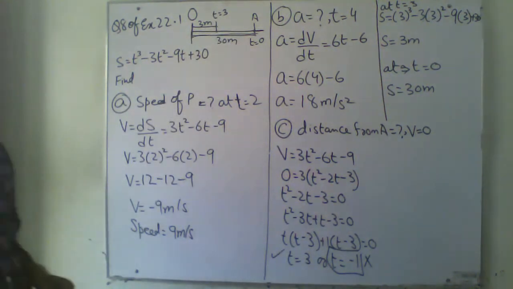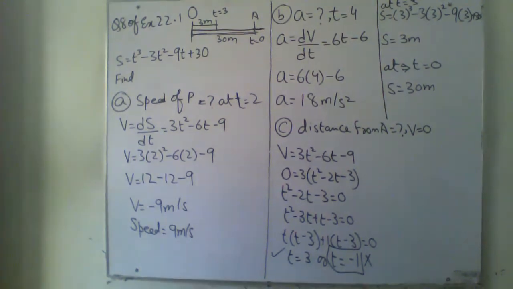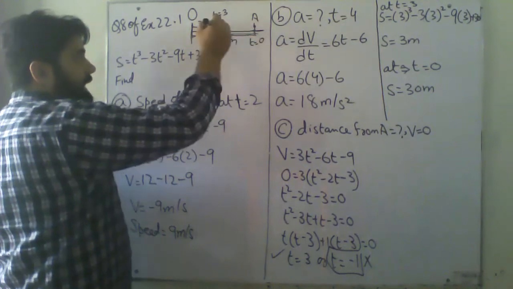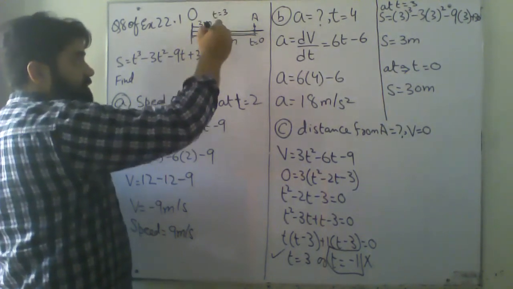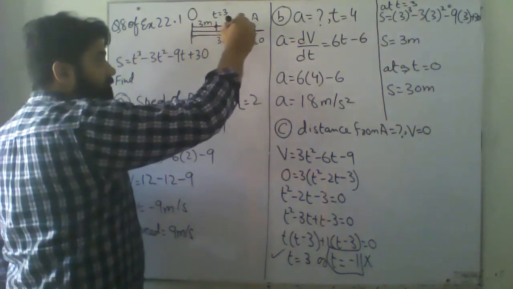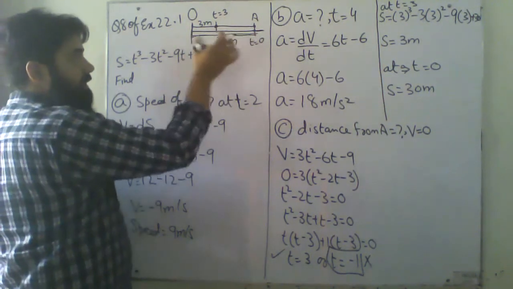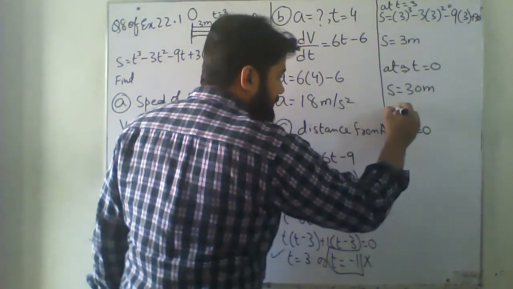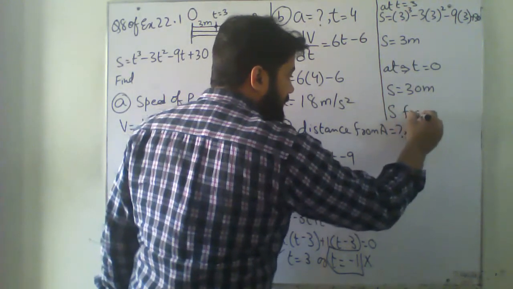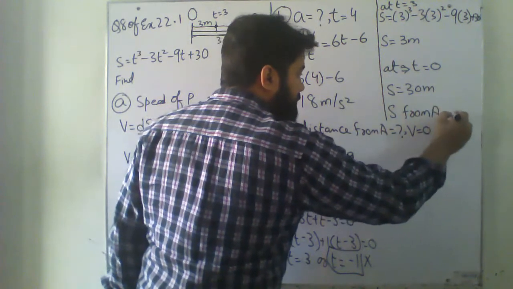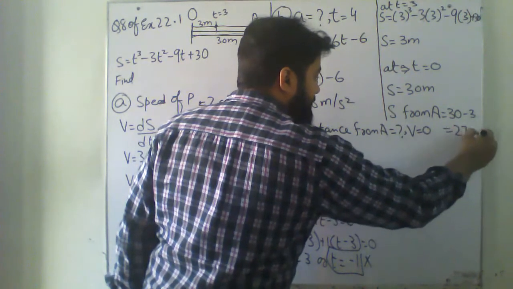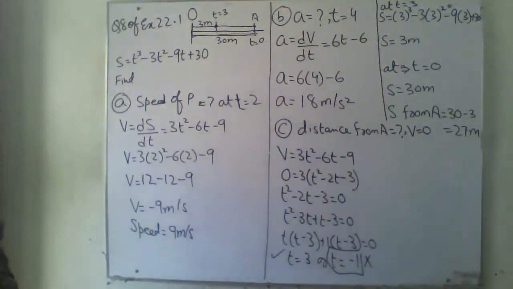So the distance between point A and where my body's velocity is 0: this is 30 meters, this is 3 meters, so the difference will be s from A equals 30 minus 3 equals 27 meters. And this is your answer for this part.